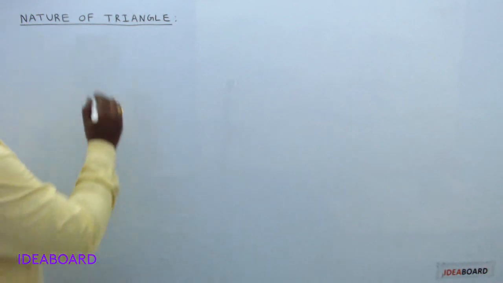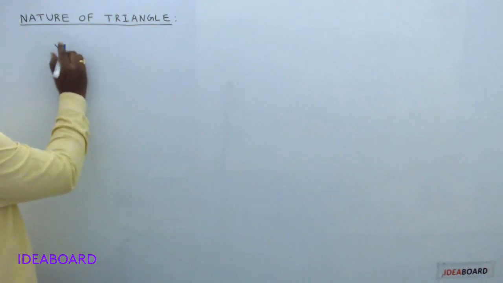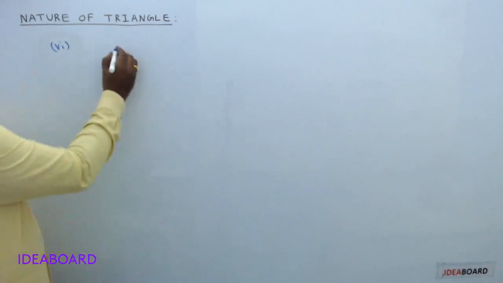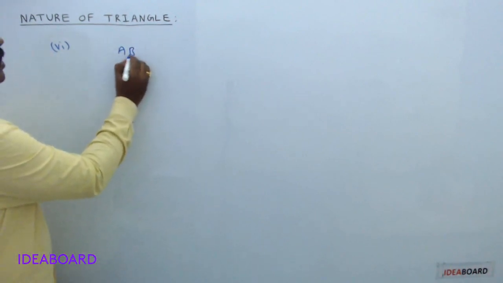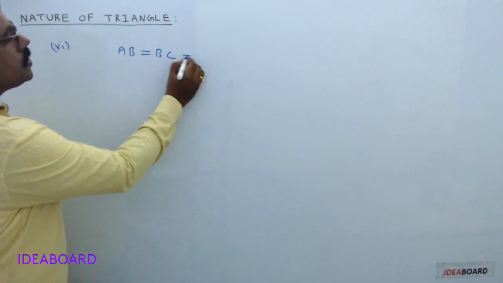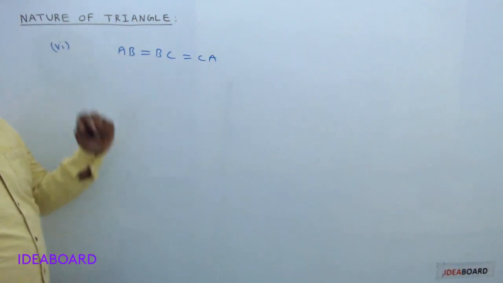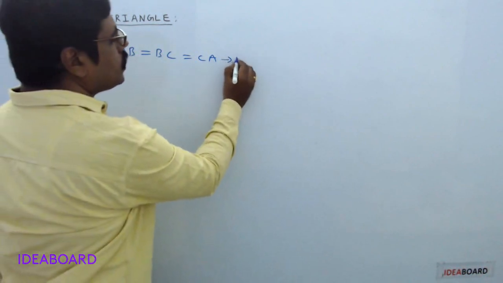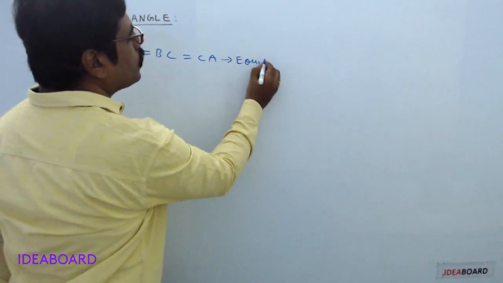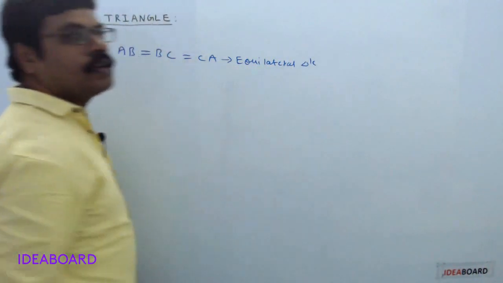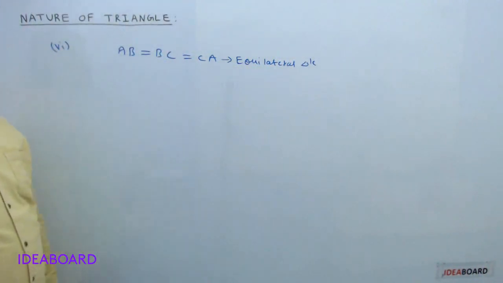Then come to the sixth condition. Suppose AB equals BC equals CA. It means all sides are equal. The triangle is said to be an equilateral triangle. All sides are equal, then the triangle is said to be an equilateral triangle.